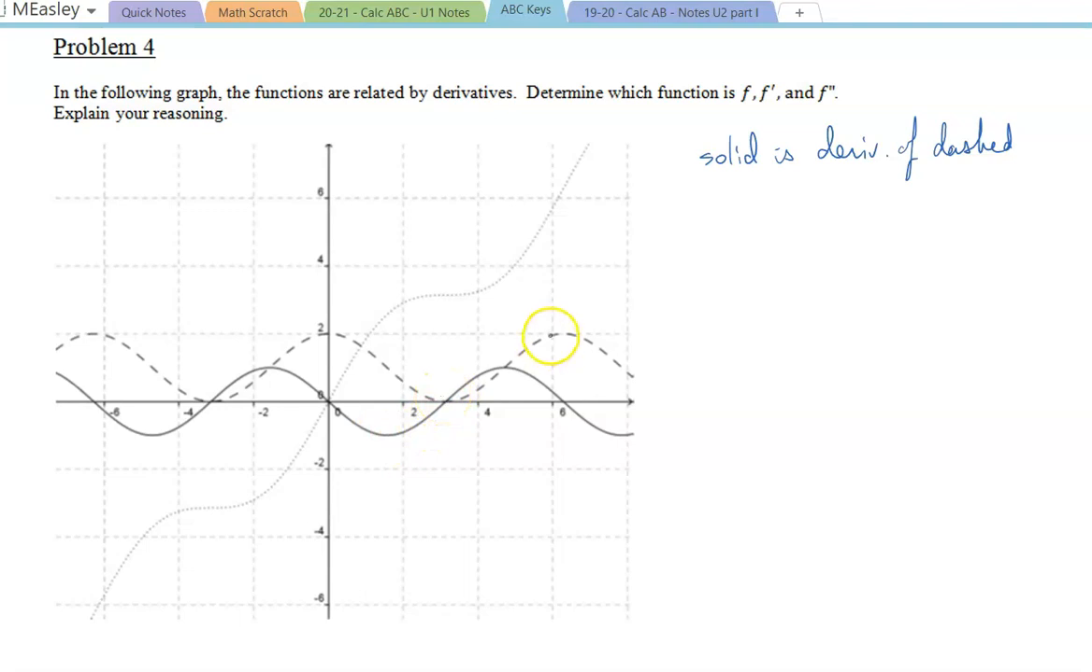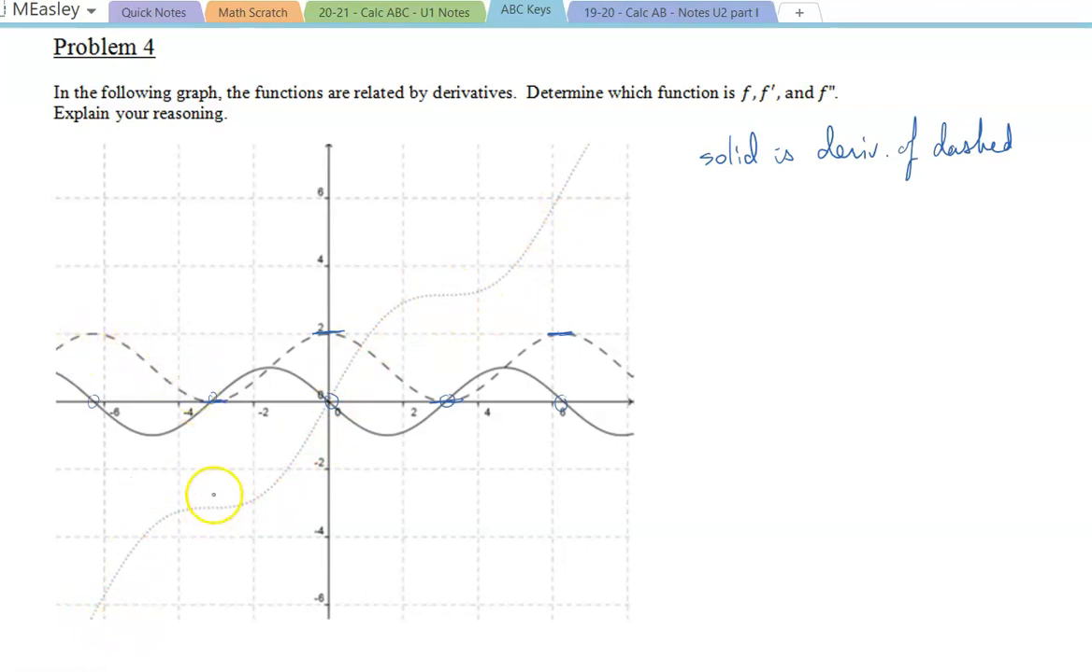Also, I've got a couple of places where I have horizontal tangent lines on the dashed curve, and it appears that at each of those values for x, we have an x-intercept on the solid one, where the solid one is changing signs, which should be happening. So I'm pretty convinced of this one. And then we said a minute ago that since the dotted one is increasing everywhere, its derivative would have to be positive, or at least non-negative everywhere.